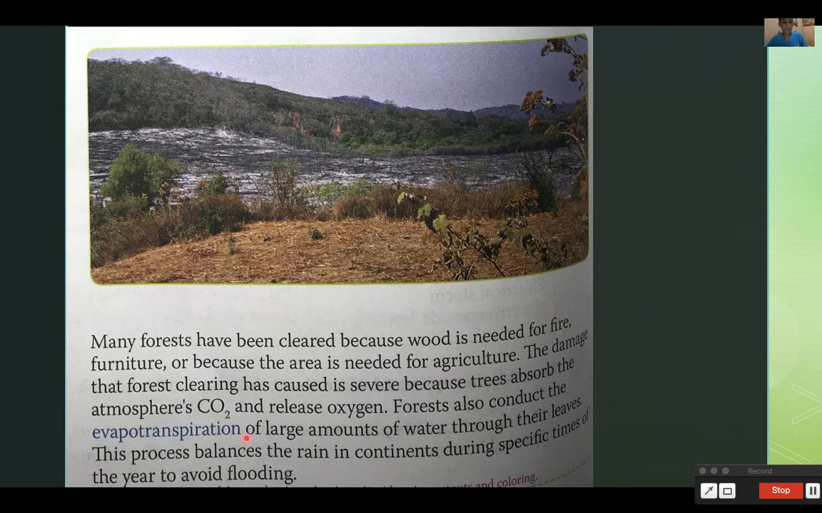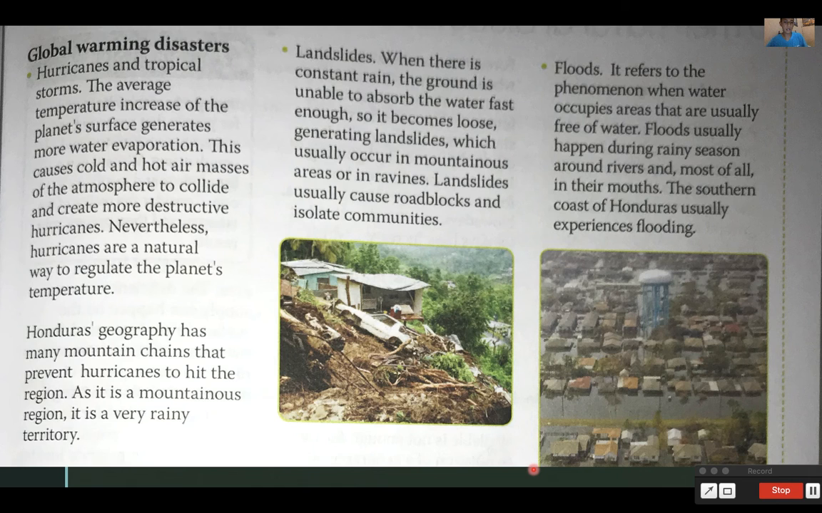Forests also conduct the evapotranspiration of large amounts of water through their leaves. This process balances the rain at specific times of the year to avoid global warming disasters, hurricanes and tropical storms.